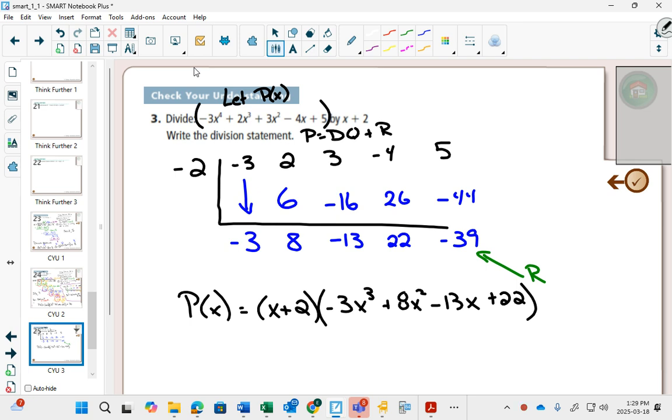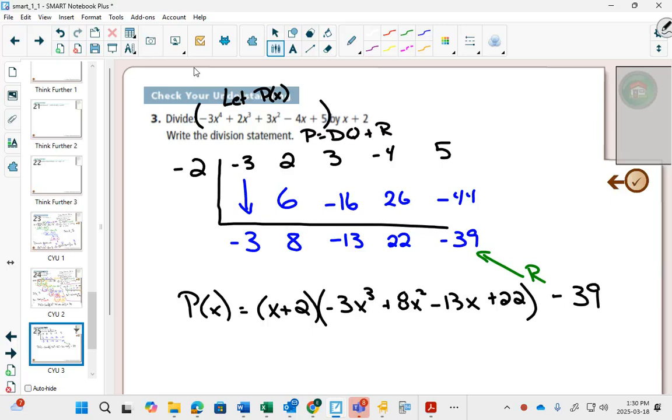Otherwise, you have to work backwards and say, this is my remainder, this is my constant, this is my x, this is my x squared, this is my x cubed. And then we still have to write plus our remainder, in this case it's minus 39. And here is our final result.